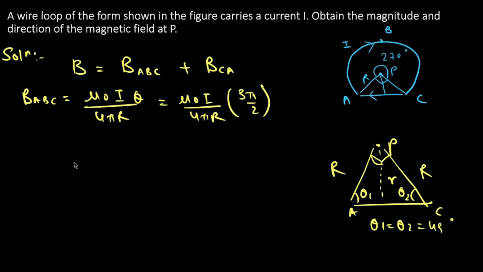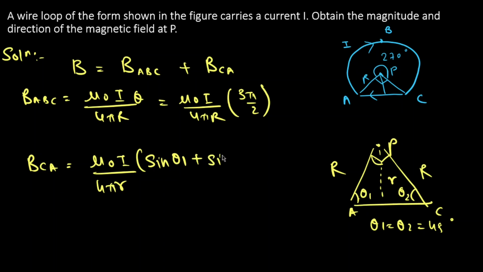Now the magnetic field B_CA will be given to us as mu naught I upon 4 pi small r, since this is the distance from the wire, into sine of theta 1, that is the angle made by one end, and the angle made by the other end, sine of theta 2. And from here you can clearly see that small r is equal to r sine theta 1 or theta 2, so I will write this as sine 45.